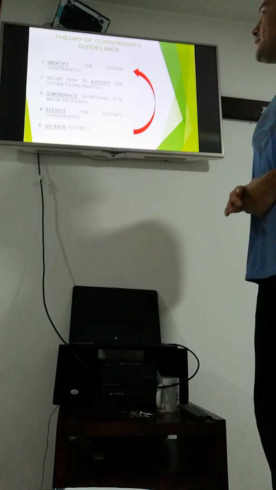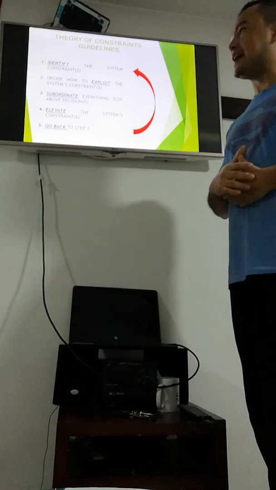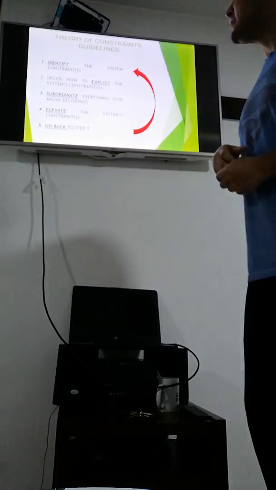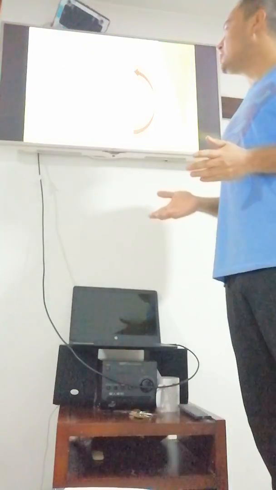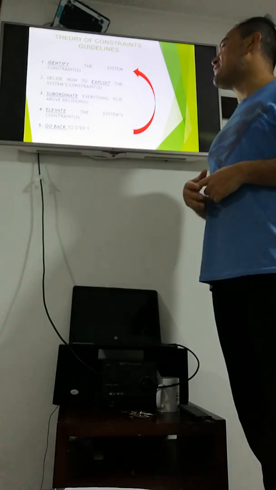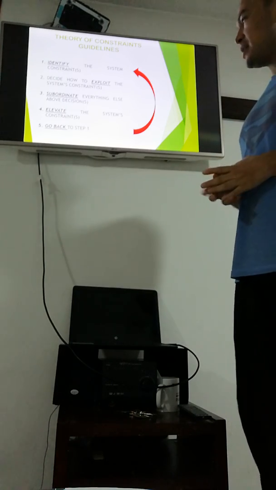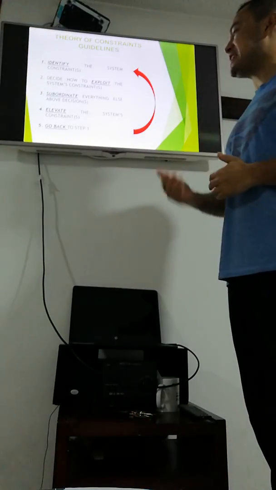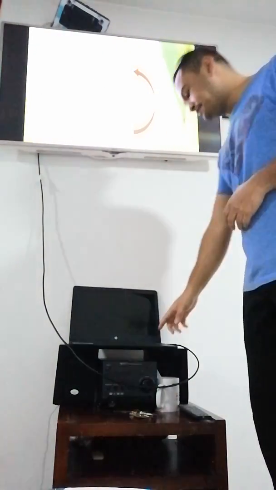The theory of constraints has five guidelines. The first is identify the constraints in the system. What is a barrier? What is making our process not flow in a good way? The second is decide how to exploit the system constraint. The third is subordinate everything else to that decision. The fourth is elevate the system's constraint. And the fifth step is repeat the cycle. Go back to step one and do it again.